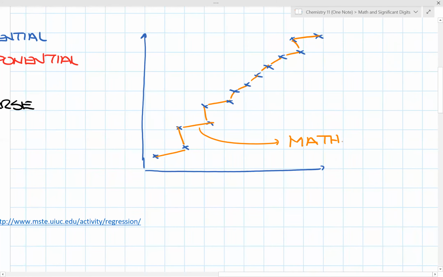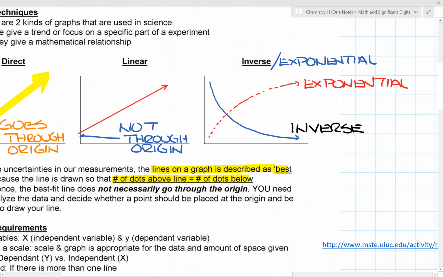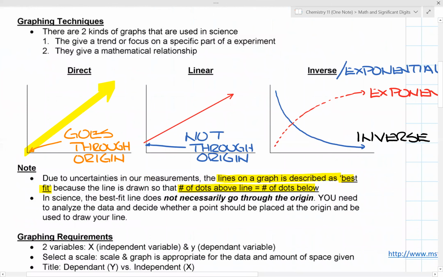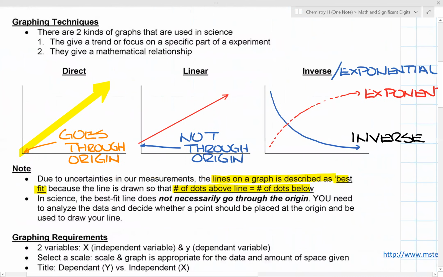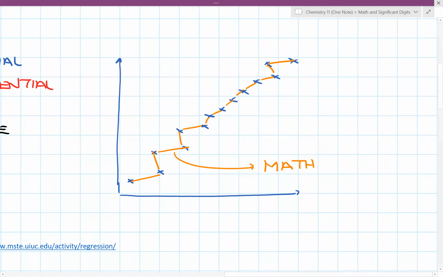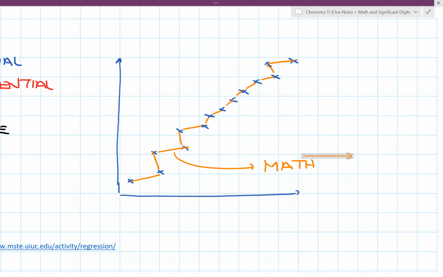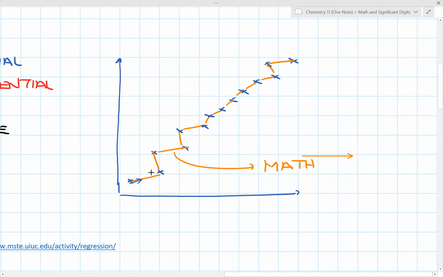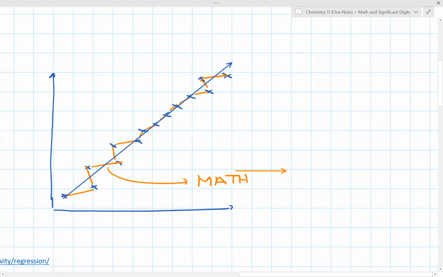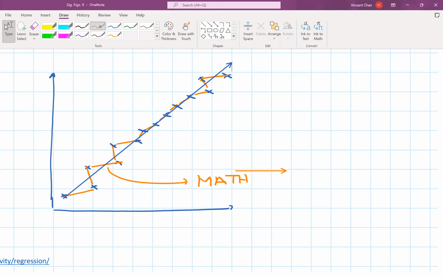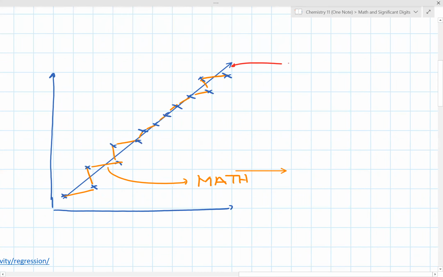But in science, what you want to do is you take a look at all your data points, and generally, what do they fall under? Do they fall under direct, linear, or an inverse or exponential curve? And so what you want to do is you want to draw a line. If I were to do this, draw a line. And I might say, it looks something like this. Now, this line that goes through the majority of the points, this is what we call my best fit line.